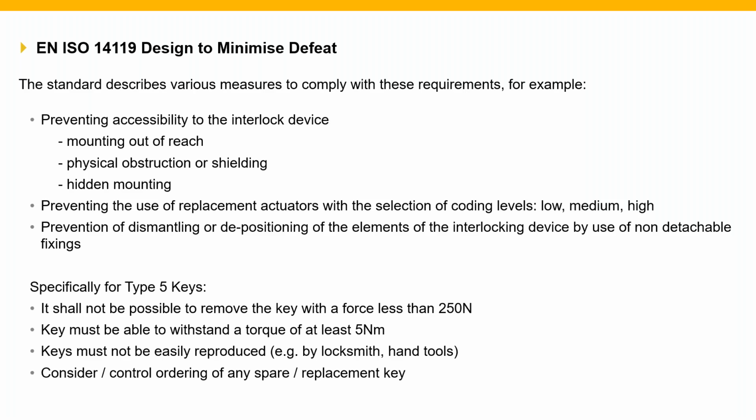There are also some special additions that we need to look at in type 5 key applications. You need to ensure that it's not possible to remove the key with a force less than 250 newtons. It must withstand a torque of 5 Newton meters when it's being turned, and you can't easily get a replacement, so you can't just nip down to the locksmith or knock one up in a workshop. You also need some form of control over the reordering of any spares or replacements that might be needed.